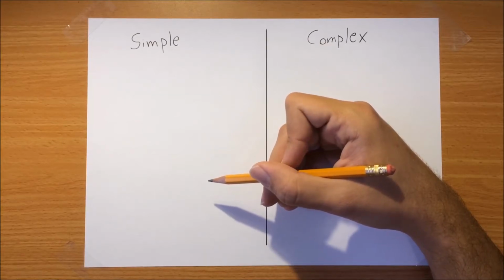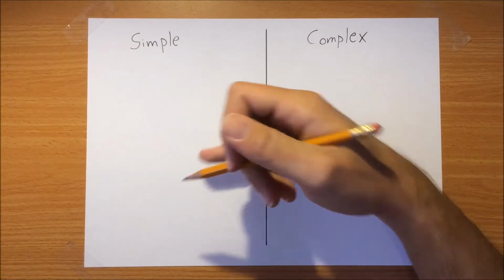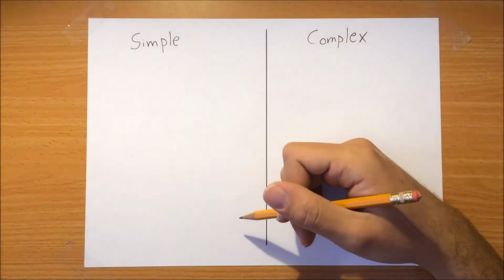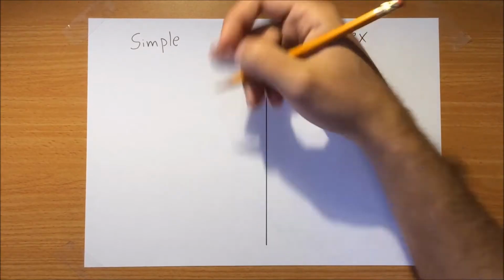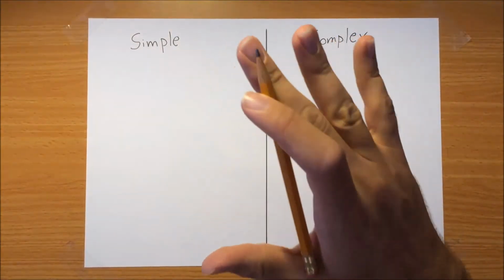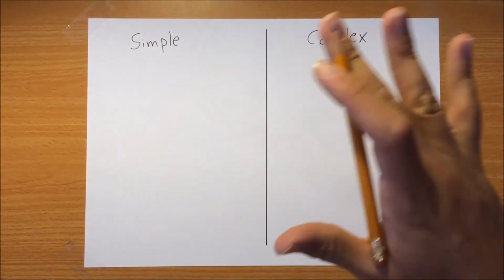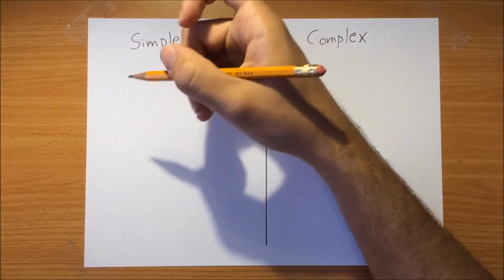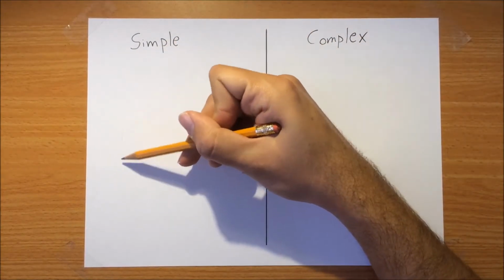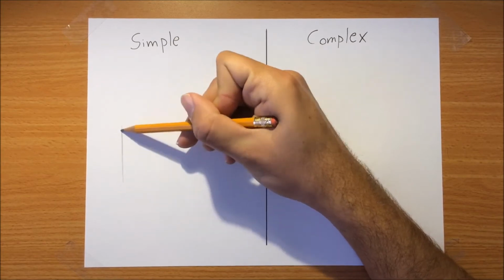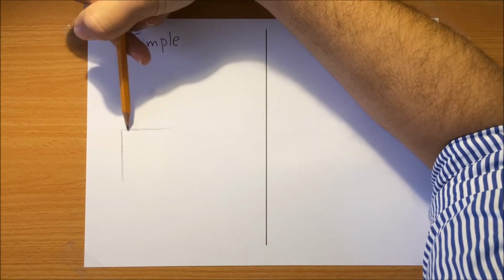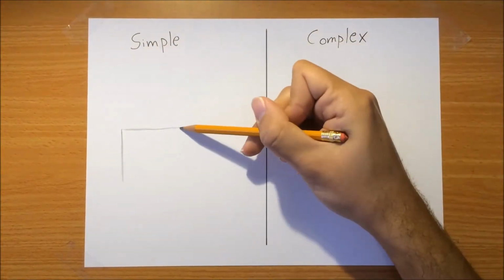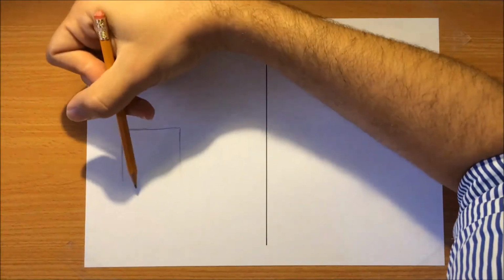This is the second part of my series on how to draw three-dimensional objects, and this time we're looking at a cube. Okay, let's begin. We're gonna draw a cube the simple way, and then we're gonna draw it the more complex way. Now, the simple way is what many of you are probably familiar with, and it says draw two squares and then simply connect their corners.